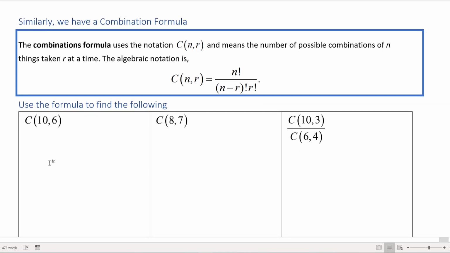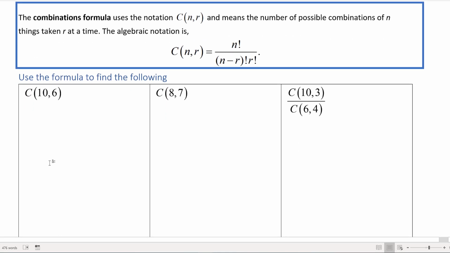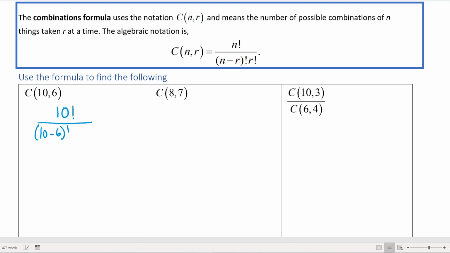So we're going to go ahead and use the formula to find the following. Now you can use your formula or you can use your calculator, and I'll show you how to use both. For this first problem, we are trying to find the combination of 10 choose 6. So 10 is our n, goes in the numerator, divided by 10 minus 6 factorial times another 6 factorial.